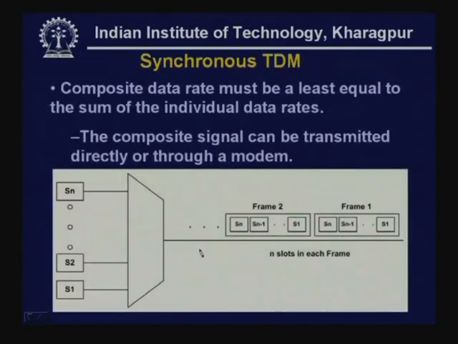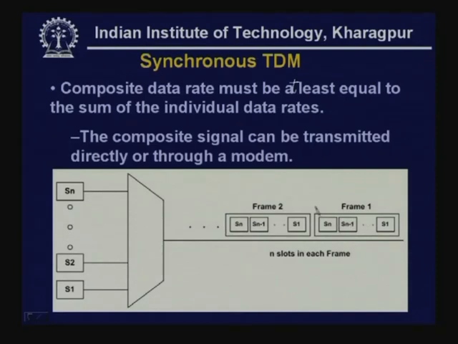So, here this is being explained, and another requirement is that the composite data rate must be at least equal to the sum of the individual data rates. That means the data rate of the composite signal being formed here should be more than the sum of the individual data rates.